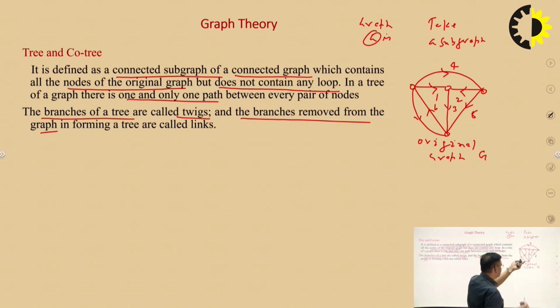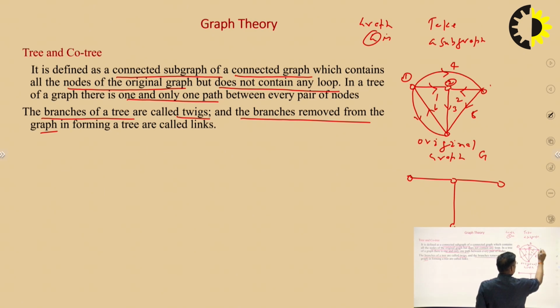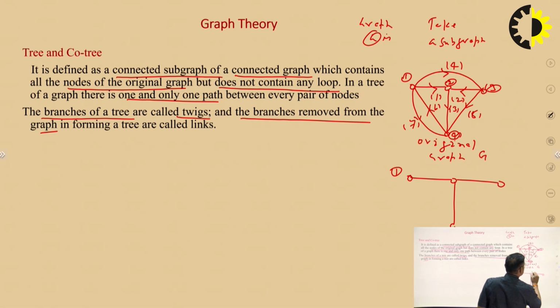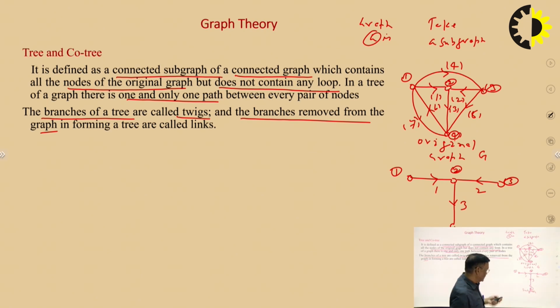We take a subgraph of this graph in such a way that it contains all the nodes. These are the nodes 1, 2, 3 and 4, and these are the branches. Branches are in brackets, nodes are in circles, just to differentiate between the branches and nodes. So this is a subgraph. It contains all the nodes but does not contain any loop. There is no closed path, and we are able to go from 1 to 2, 1 to 3, 2 to 4, 2 to 3, 2 to 1, 1 to 4. So all the nodes are connected and it does not form any loop. So it is a tree.